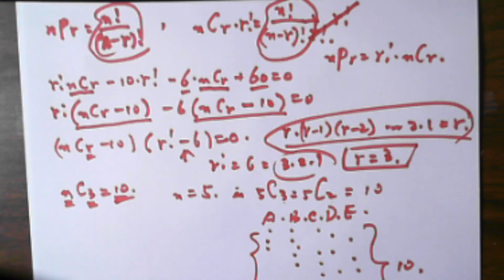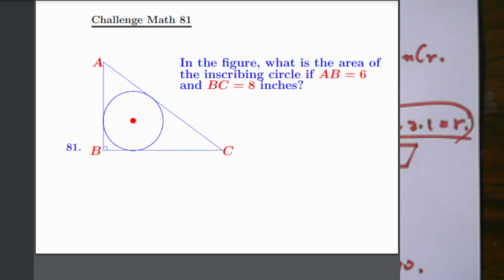Okay, now, next time I will go over Challenge Math 81. The question is, in the figure, what is the area of an inscribed circle if AB is 6, BC is 8? Because this is a right triangle, using the Pythagorean theorem, you can get the value of AC as 10 right away. And if we have this kind of problem, how do you get the value of r? Now let's think about it.